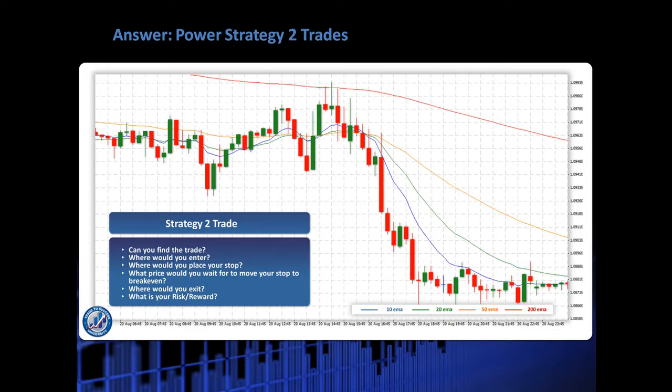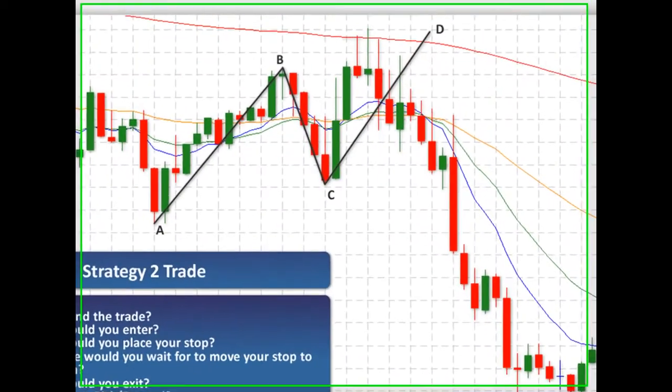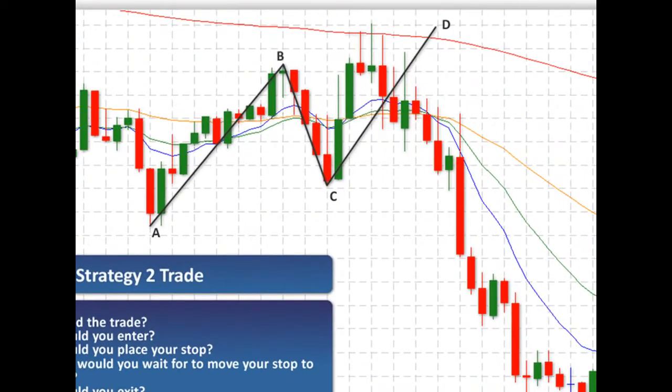Did you get it? Well, the ABCD is this one here. We've got a decent retracement from the B to C into the A to B. So what we want to do is we want to be taking a short here, but where will we be entering? The entry is at the D point. We are selling when the D point gets hit.